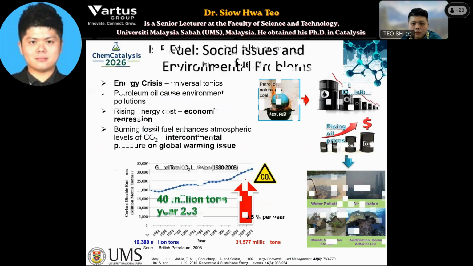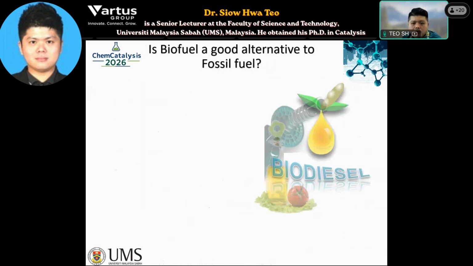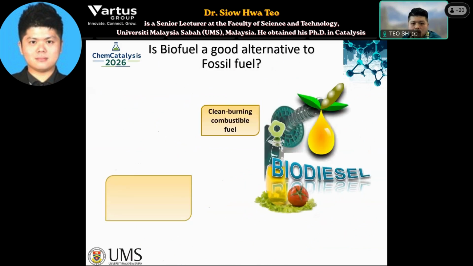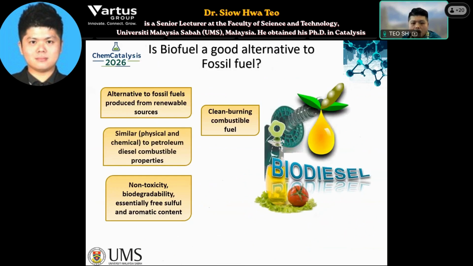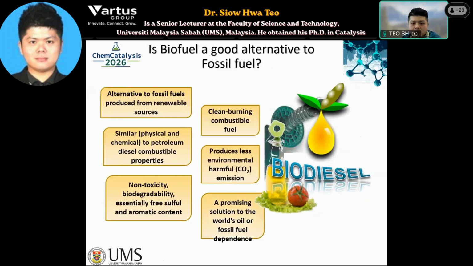One promising solution to reduce our dependence on fossil fuel is biodiesel, which is derived from renewable biological resources. Biodiesel has attracted considerable attention because it offers several important advantages over conventional petroleum diesel. First, it is a renewable and sustainable fuel that can be produced from various biomass resources. Second, biodiesel has physical and chemical properties very similar to petroleum diesel, allowing it to be used in existing diesel engines with little or no modification.